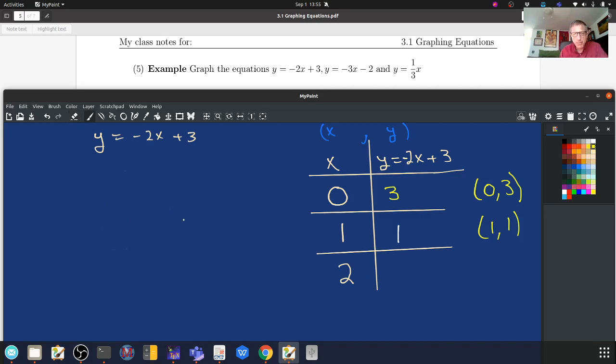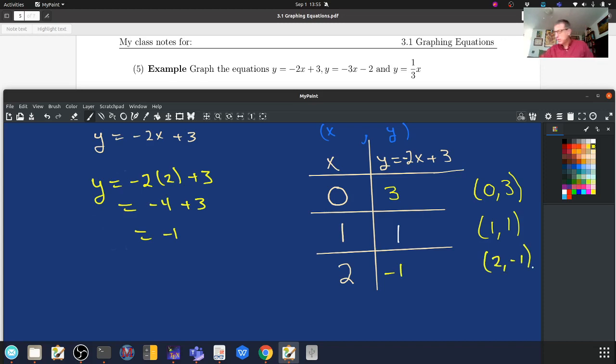So my last point chosen is 2. So y is equal to minus 2 times 2 plus 3. So that's equal to minus 4 plus 3. So that's equal to minus 1. So my third point is 2 and minus 1. So let me jot these down because I'm going to go to a different screen.